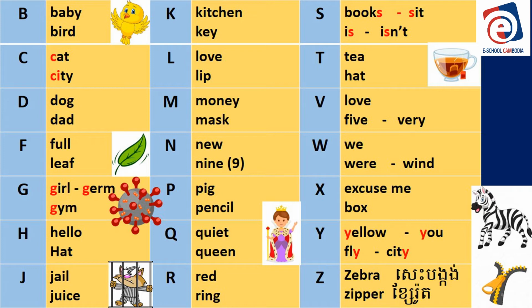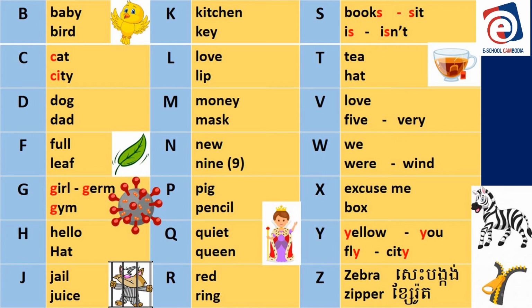S, books, sit. Z, is, isn't. T, tea, hat. V, love, very. W, we, were, wind.